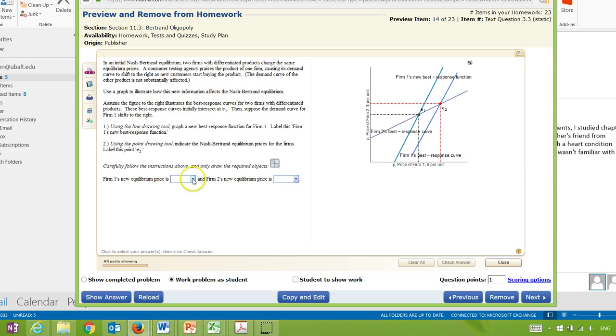So let's check that answer. Firm 1's new equilibrium price is higher, and firm 2's new equilibrium price is also higher. So check my answer. Fantastic.